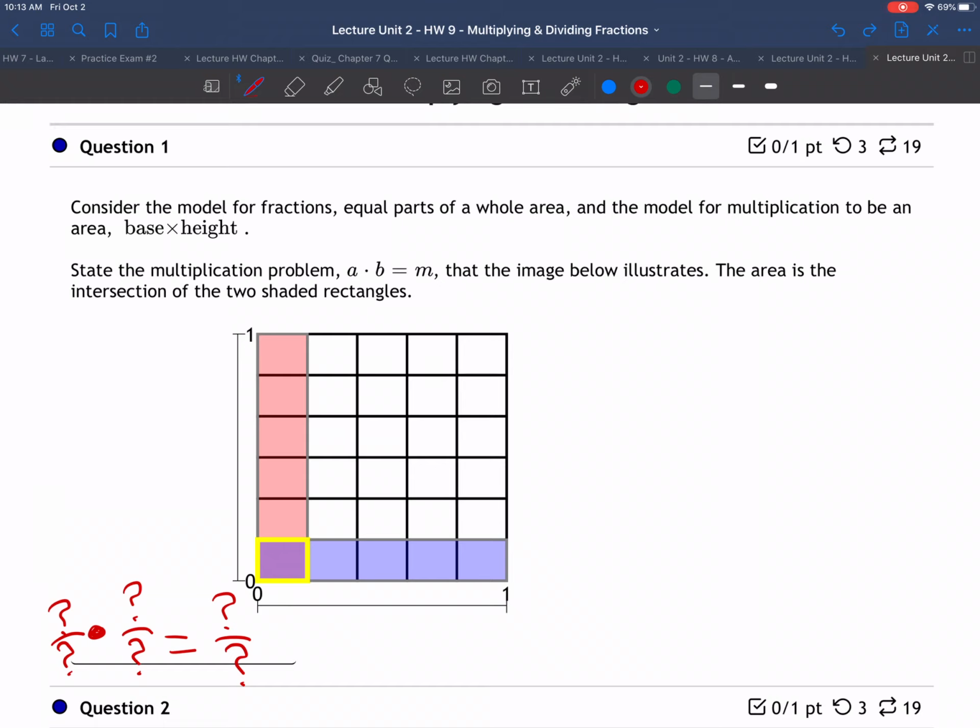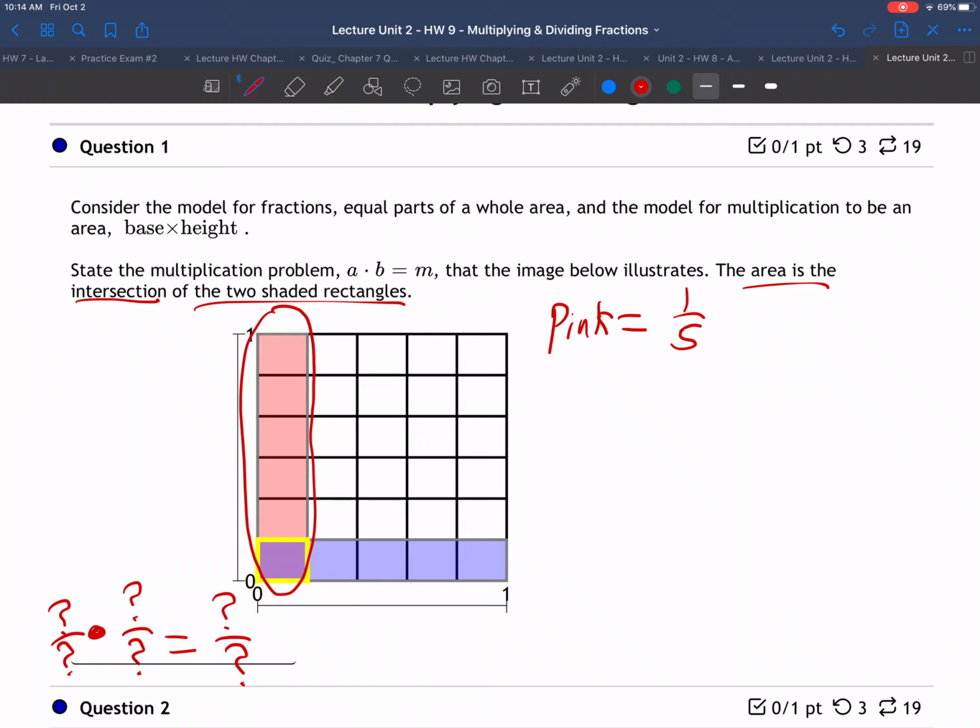Well, if you look at it, it's the pink and it's the purple, right? So the pink, these are all pink all the way down to there. I know this one looks purple, but it's an overlap of both, right? So yeah, it says the area is the intersection of the two shaded rectangles. So the pink is what part of the whole thing? Do you see that the pink is 1/5, right?